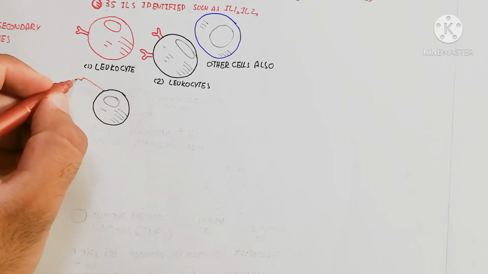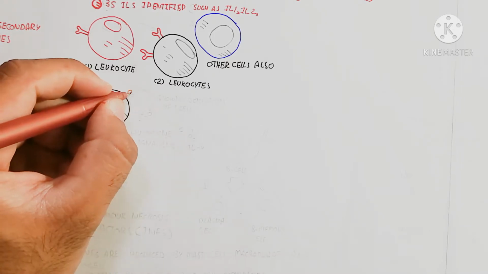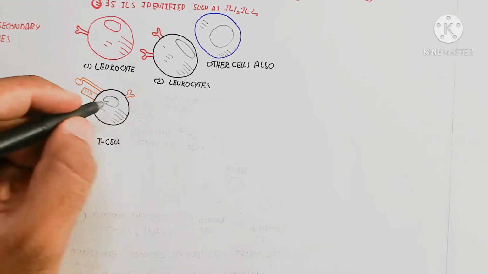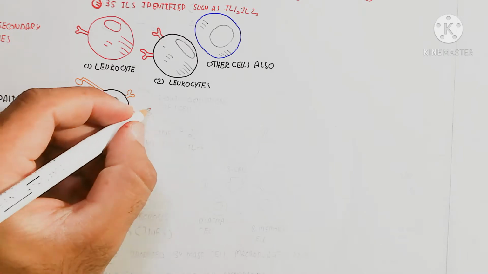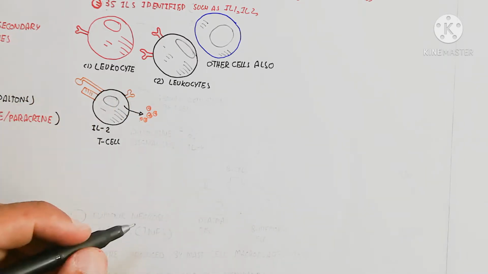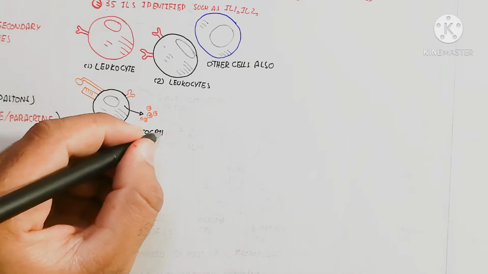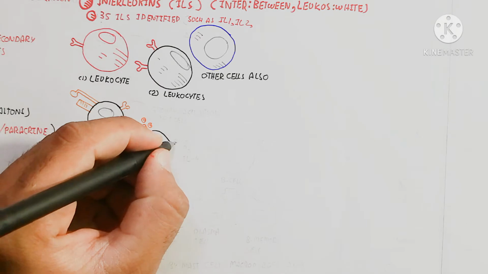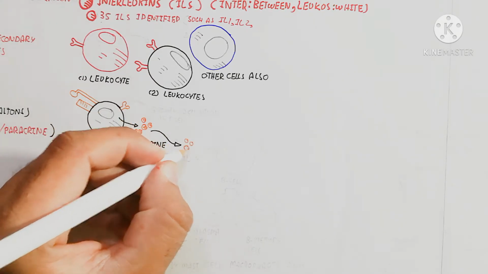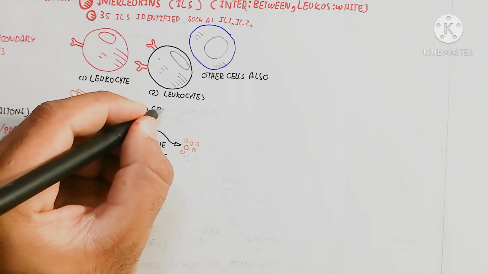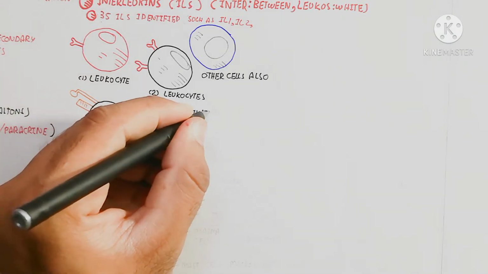So it means it binds from one cell to another. Interleukin means inter, between, and leukos, white blood cell. It means the two white blood cells stimulate each other. So it is not involved with another type of cell but the same type of cell, for example the same white blood cell.